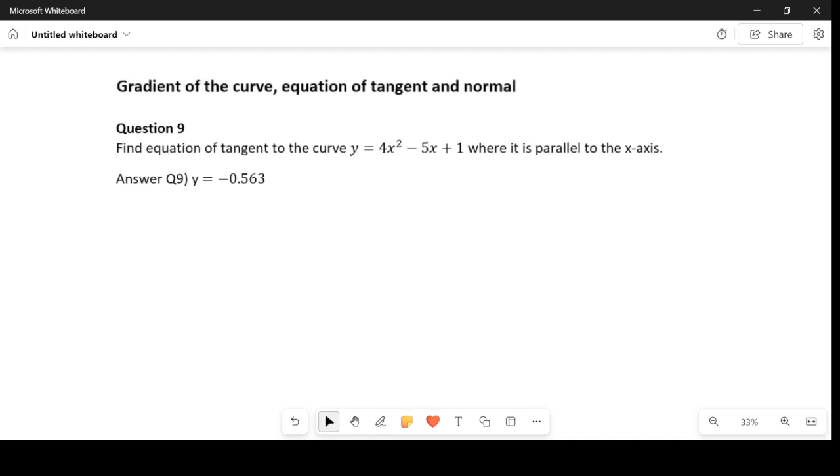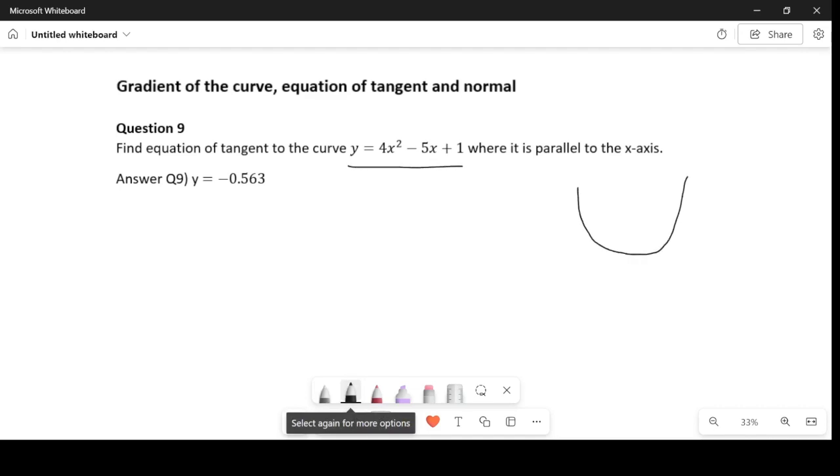Okay, so the next question says: find the equation of the tangent to this curve where it is parallel to the x-axis. Okay, so there's some curve. God knows what it looks like. Maybe something like this since it's quadratic.